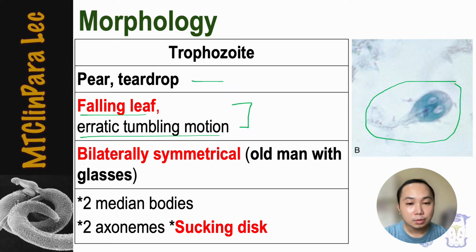So one of also the characteristic of our Lamblia is the presence of bilaterally symmetrical organelles. So as you can see here, especially yung nucleus nga, it contains two nucleus which are positioned symmetrically with each other. So some textbook also note this appearance as an old man with glasses. Mukha bang old man with glasses? So kayo nang mag-imagine yan, no?